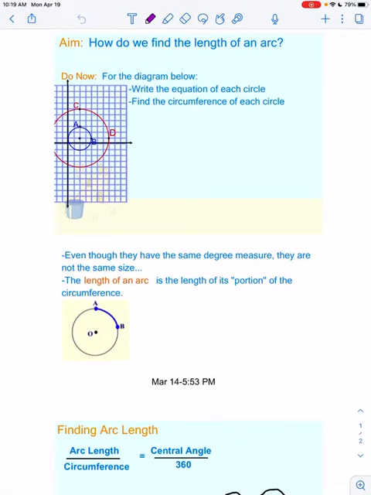Hello, and today we are talking about how to find the length of an arc of a circle. So, quick do now question.